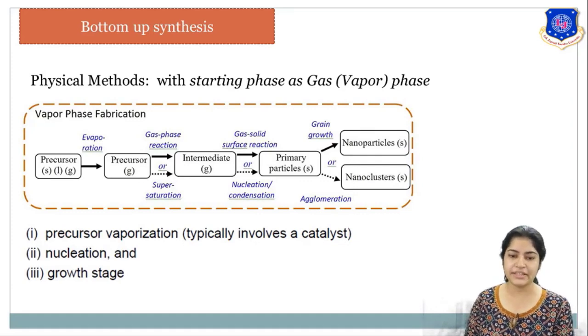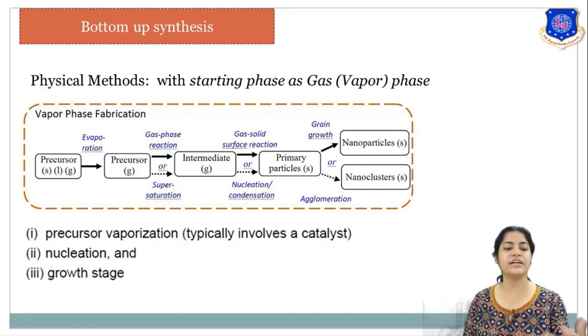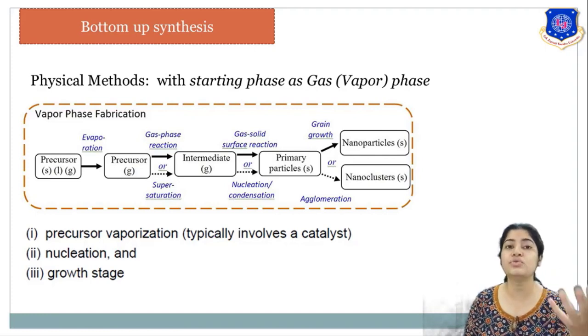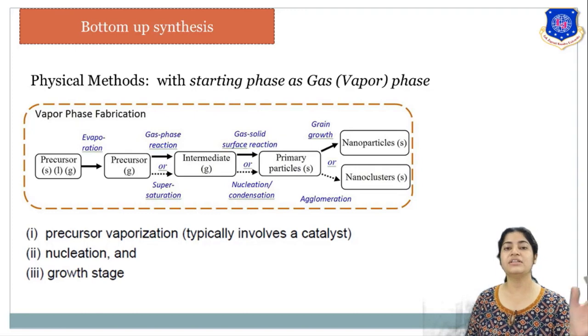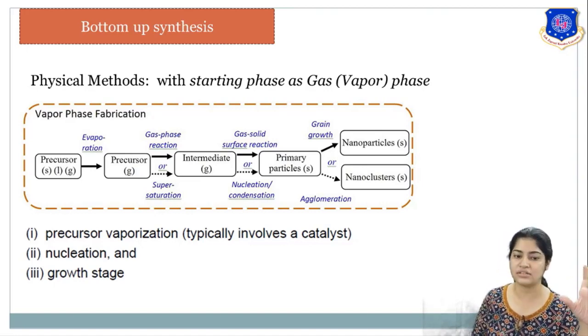So for physical methods, if your starting phase is gas phase, how does it occur? First of all, your precursor can be solid, liquid or gas. On evaporation, suppose you are getting a precursor in gas phase. Then a gas phase reaction or supersaturation occurs, which leads to the formation of an intermediate that further undergoes nucleation, right? On nucleation, grain growth occurs. From nucleation, which is your seed, because of self-assembly, that nuclei will grow and you will get your nanoparticle. If agglomeration occurs, then you get your nanoclusters, right?